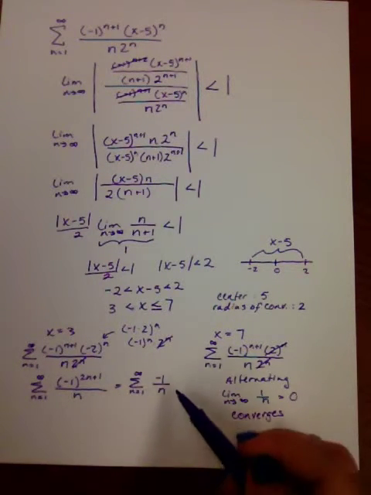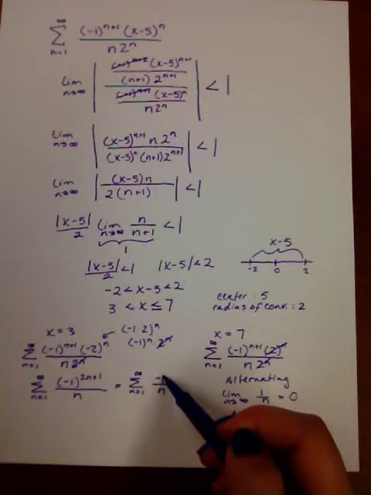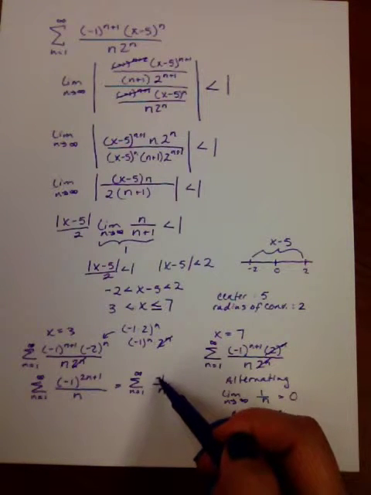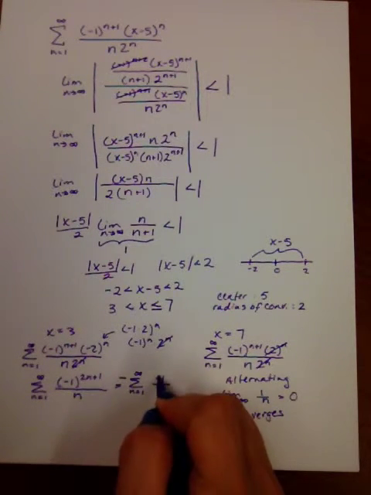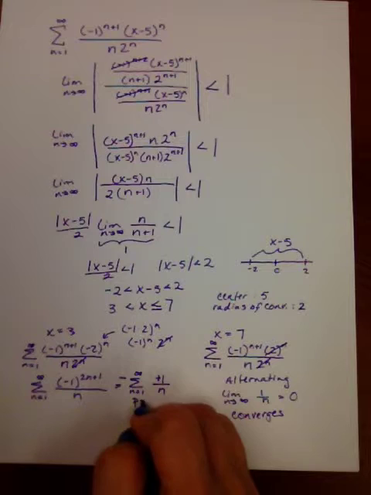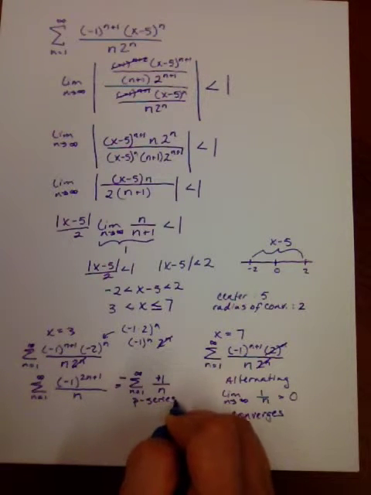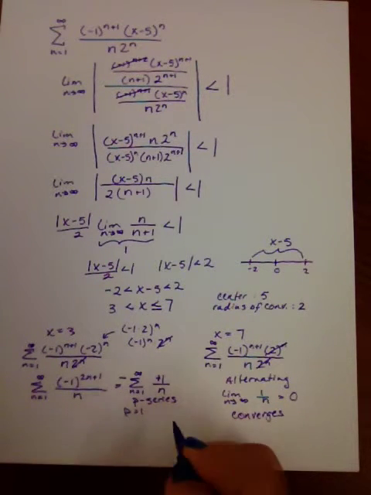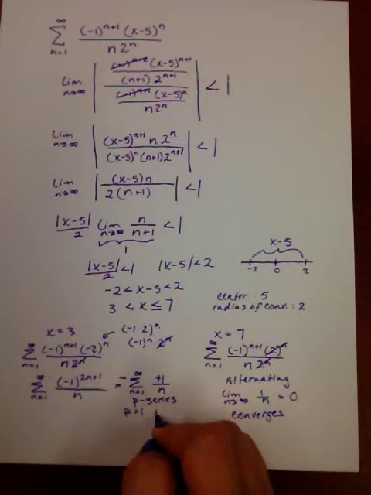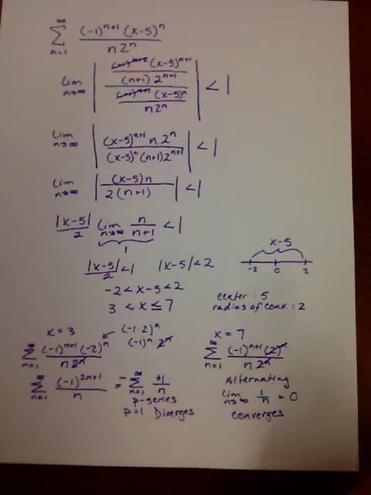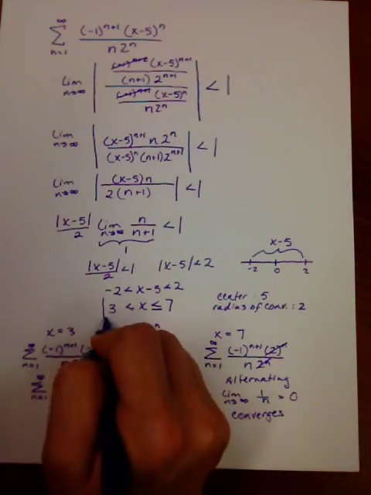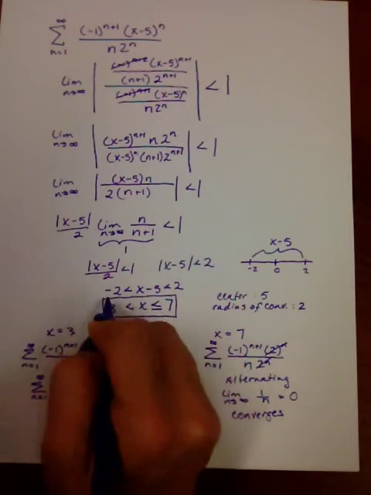What I can do for this is, this looks just like a p-series, but it's a negative 1 instead of a 1. This negative 1 is just a constant that's multiplied in, so I can actually bring it out. So it's just like I have the opposite of 1 over n, and this is a p-series. P equals 1, which is the harmonic p-series, which we know diverges. So what that means is that this series does not converge at x equals 3, so I won't put an equal sign, and we have our interval of convergence.